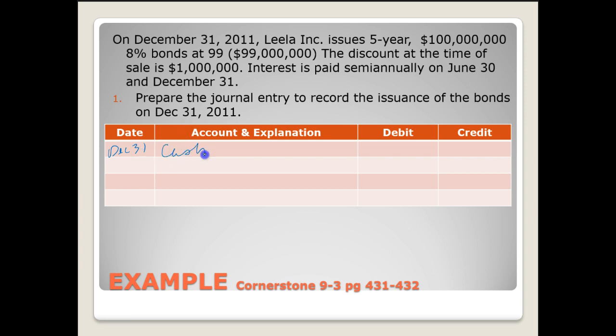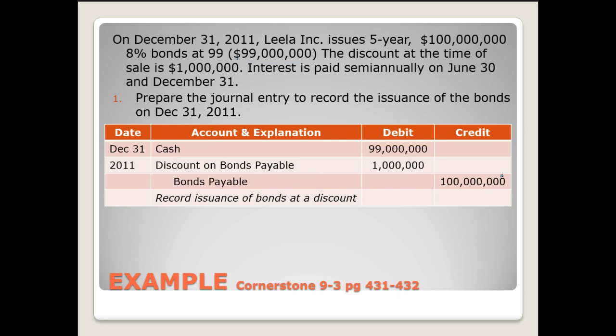So we received cash of how much? Right, they only received cash of $99 million. So there's a debit to cash of $99 million. And then we are going to have a debit to the account called discount on bonds payable. And that's going to be the value of the discount, which is the $1 million. And then we actually have a credit to the liability account bonds payable to the tune of the full face value, so $100 million. That's how we record a discount bond.